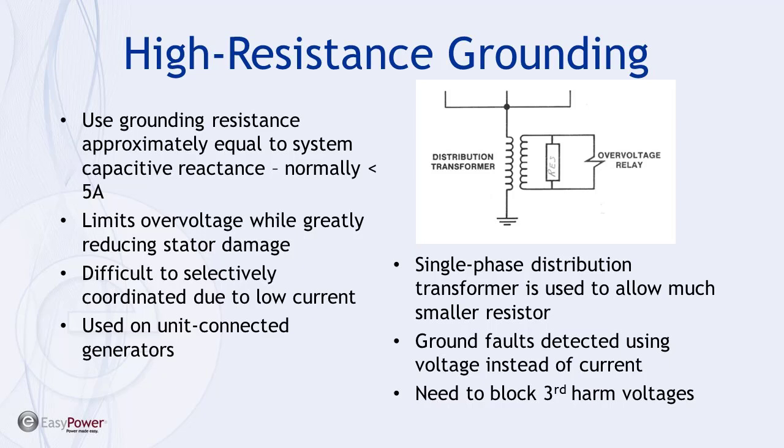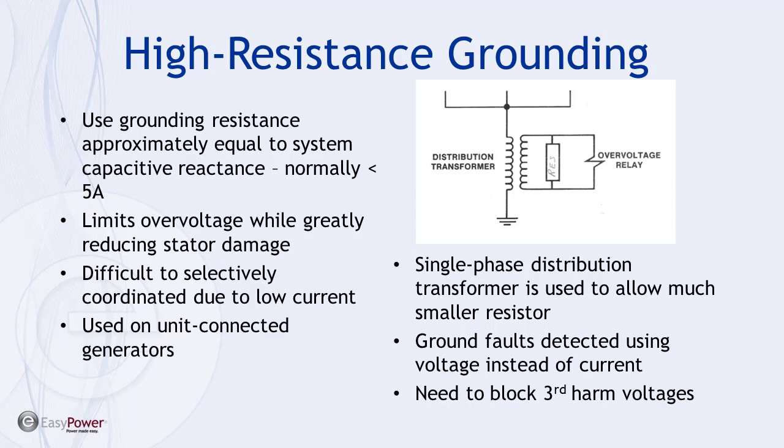The normal scheme is to put an overvoltage relay here, so that when I do get a ground fault, I get a voltage that appears across the resistor, and then I trip on the voltage. That works fine, but the problem is there's no way to tell where the fault is on the system. So this is going to operate for a ground fault anywhere on that system. So selective coordination is extremely difficult, if not impossible. So this is typically used, and that's another advantage of the unit connected generators.